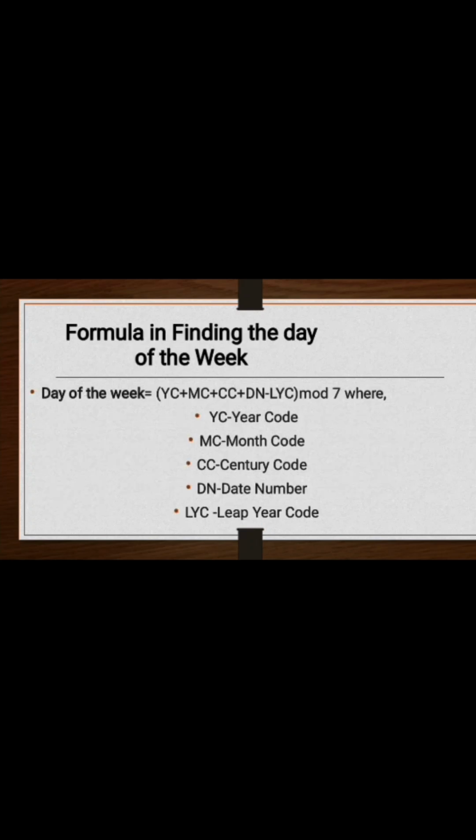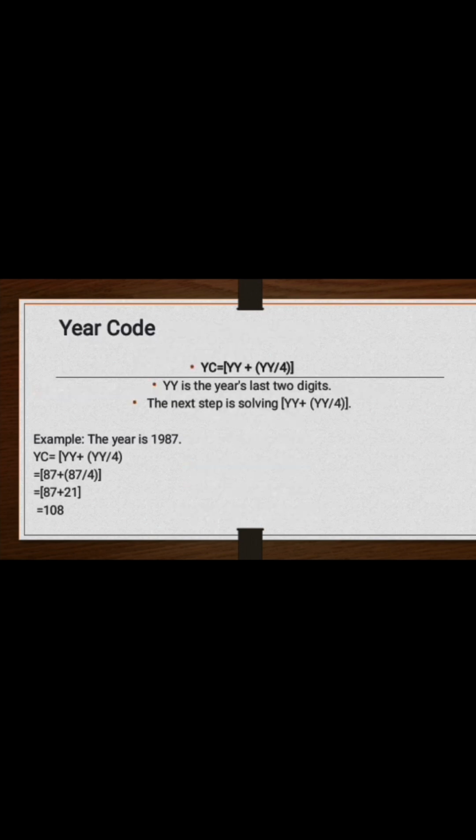with the seasons. In finding the day of the week, we have the formula: day of the week is equal to YC plus MC plus CC plus DN minus LYC modulo 7, wherein YC is the year code, MC is the month code, CC is the century code, DN is the date number, and LYC is the leap year code. Year code, YC, is equal to the quantity of YY plus YY divided by 4, wherein YY is the year's last two digits. The next step is solving the quantity YY plus YY divided by 4.